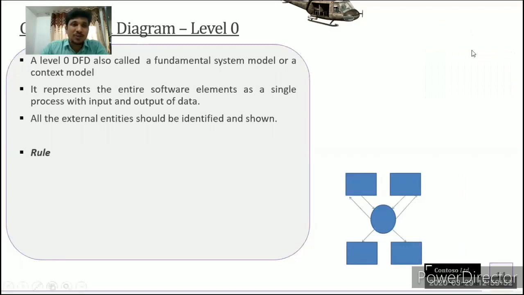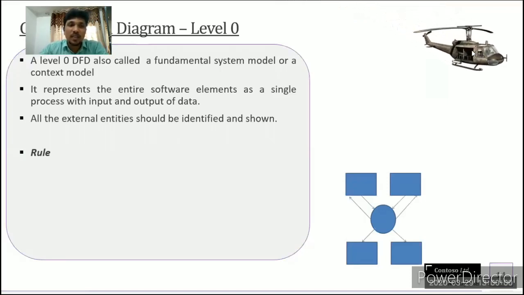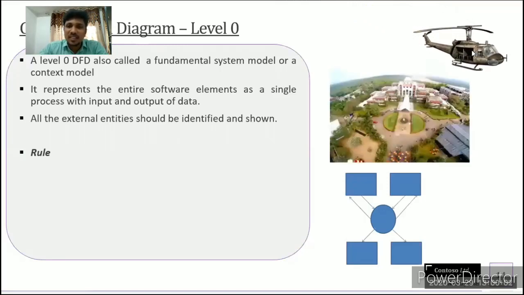We are the students of Mahatma Gandhi University, and if you are taking a ride in a helicopter over Mahatma Gandhi University, just think of this as an overview. What will you see? You will see some buildings, some people coming in, and some vehicles going out. Those are the only things you will see when you take a ride in a helicopter over Mahatma Gandhi University.